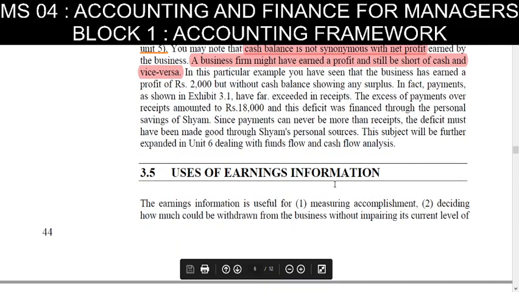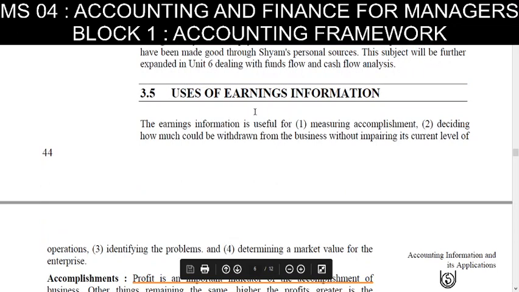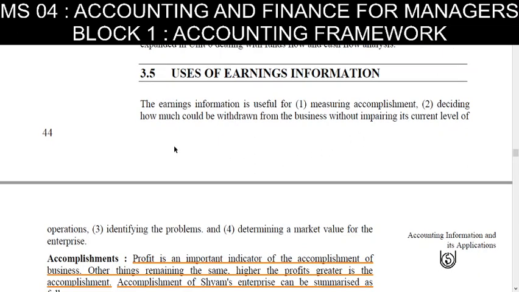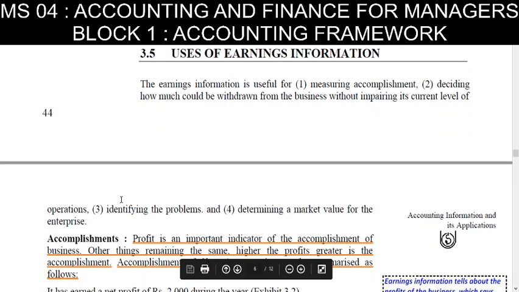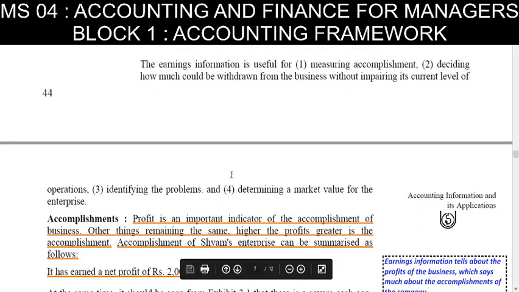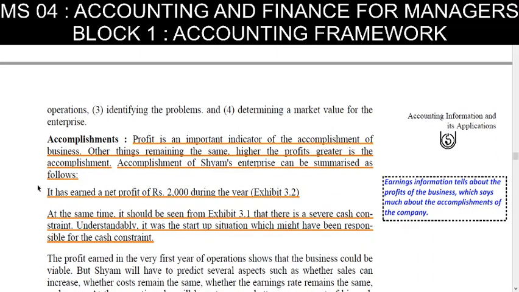The next topic is uses of earnings information. Earnings information is nothing but the profit and loss account. From the profit and loss account, what information can we get, how is it useful, and for what is it useful? There are 4 aspects here. Earnings information is useful for measuring the accomplishments of the business, deciding how much can be withdrawn from the business without impairing the current level of operations, identifying the problems, and determining the market value of the business.